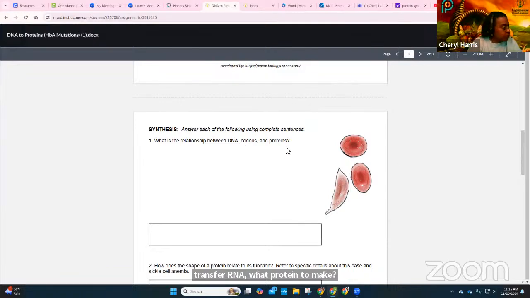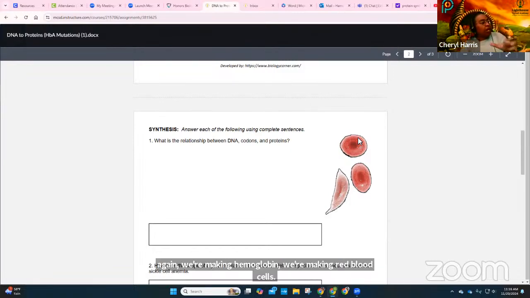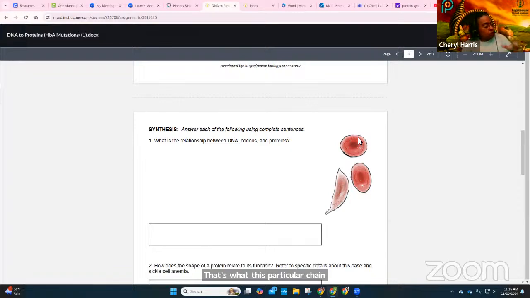And what protein it's going to make are these normal looking cells to the side here. So again, we're making hemoglobin, we're making red blood cells. That's what this particular chain of amino acids was instructed to do. Its job was to go make hemoglobin, which is a red blood cell. If it's normal, it's supposed to be nice and round, look like a donut. So that's what the first chain should have looked like.